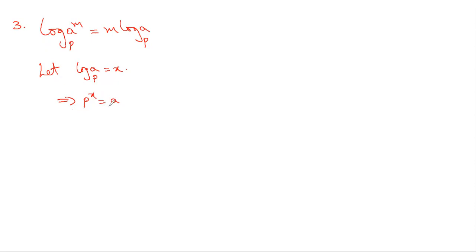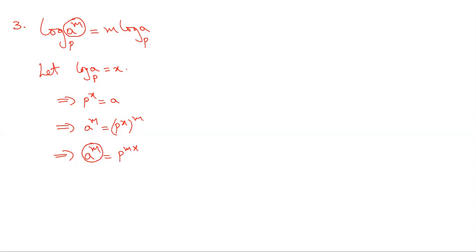P power x is equal to a. But if you see in the LHS, we want a power m. When you want a power m, raise the power to m on both sides. A power m equal to p power x the whole power m. That implies a power m equal to p power mx. Because you want a power m as the input for the log, treat that a power m, don't separate a and a power m. Treat this full thing as one number.